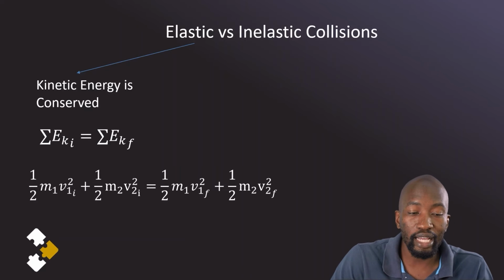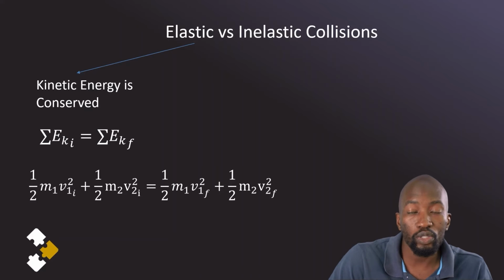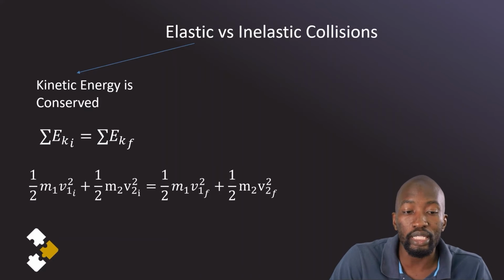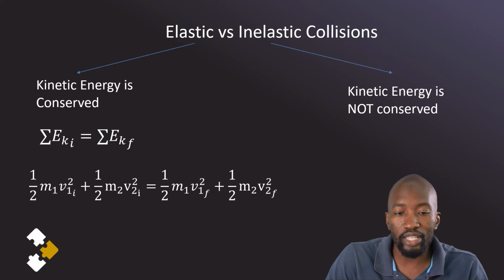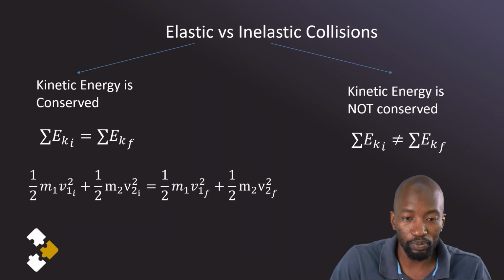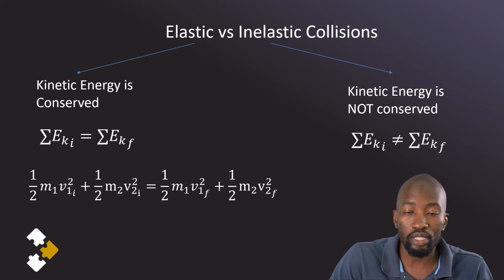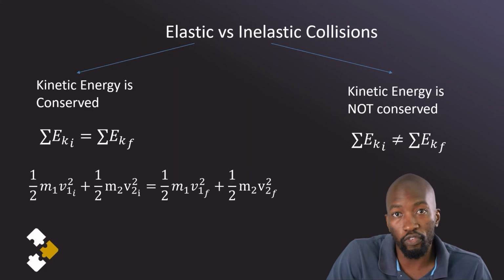Now we can just add the kinetic energy of the first object plus the second object before the collision, plus the kinetic energy of the first object plus the second object after the collision. Those must be equal to each other. Now in inelastic collisions, kinetic energy is not conserved. This just means the sum of kinetic energy initially is not equal to the sum of kinetic energy after, or finally.